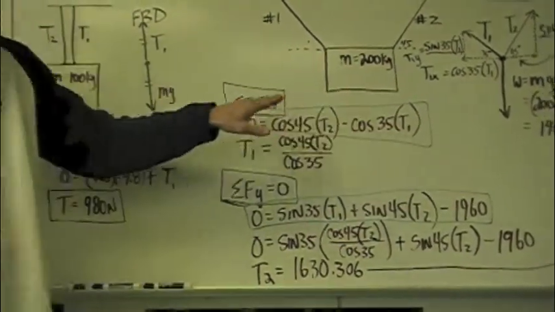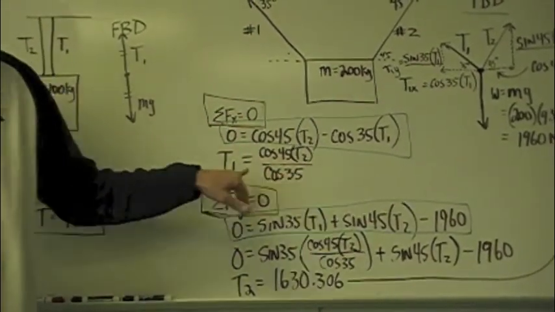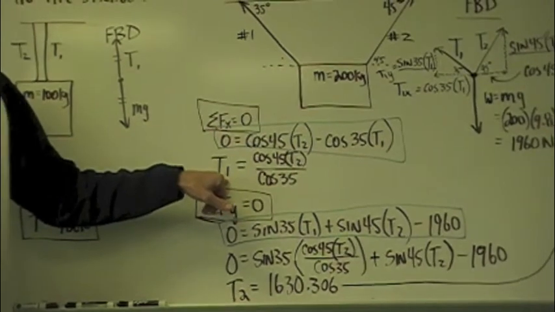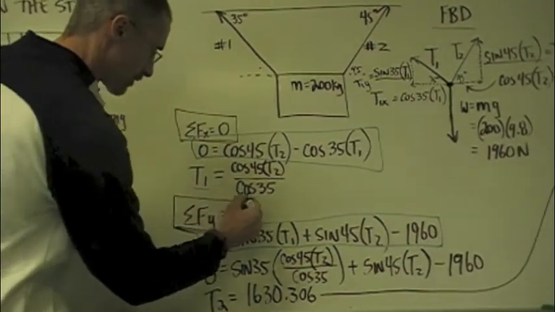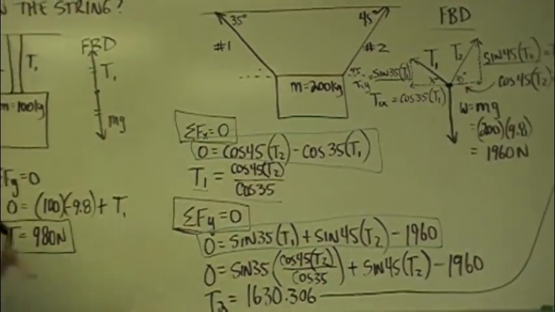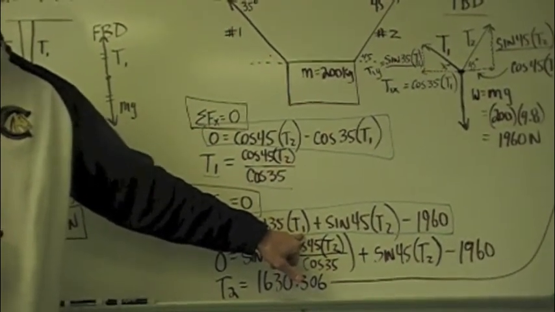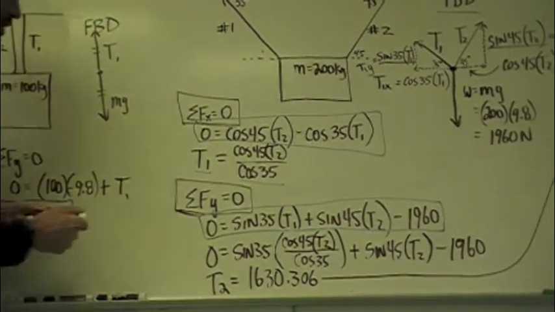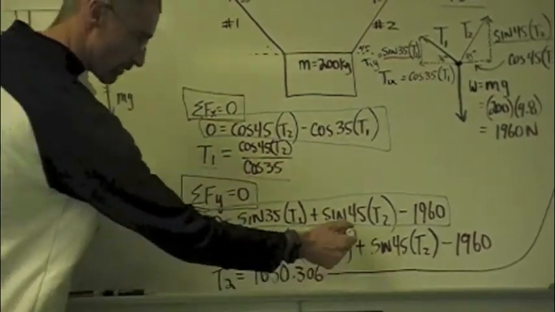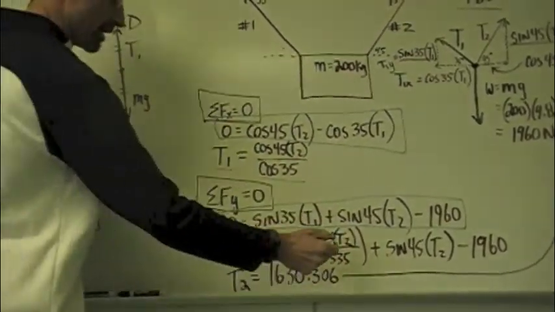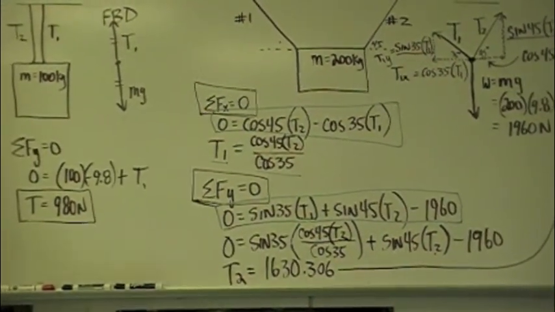I took this over on the other side, made it a positive, and then I divided by cosine 35, which got T1 all by itself. Does that kind of make sense? So if I know that T1 equals that, what can I do when I come down into this equation? Can I substitute it? Okay. So what I did is, instead of putting T1, I put in sine 45 T2 over cosine 35, which you can see right there. When I do that, how many variables are in that equation? One variable, and then we solve.